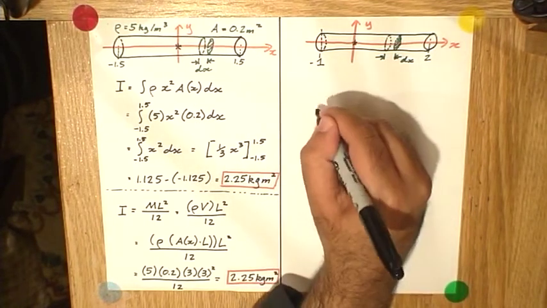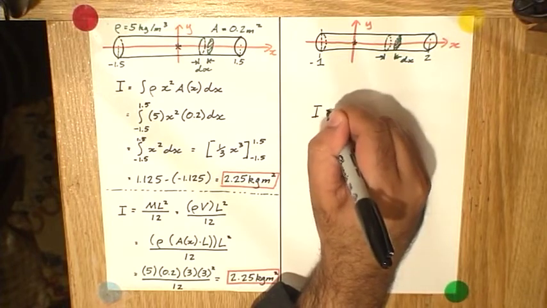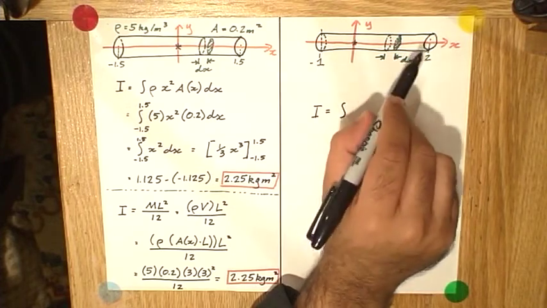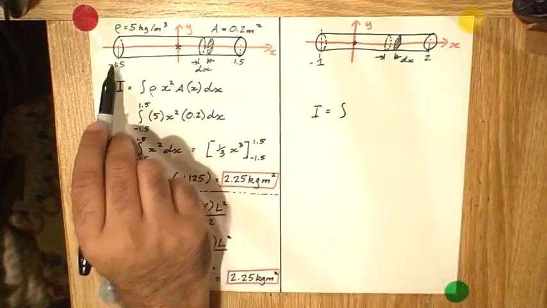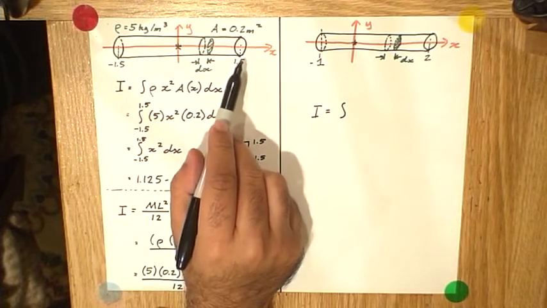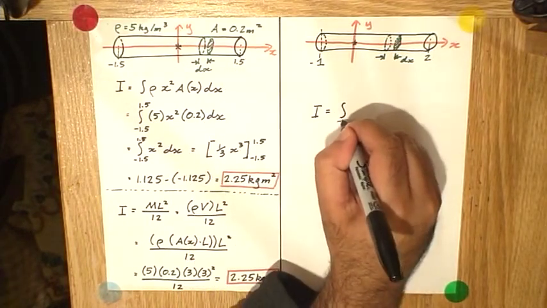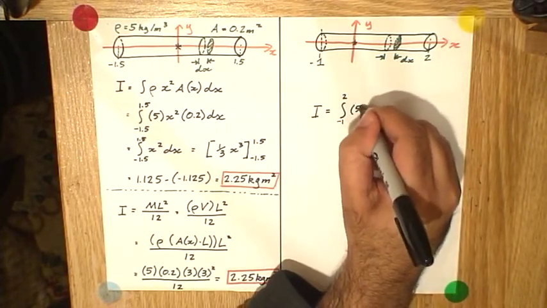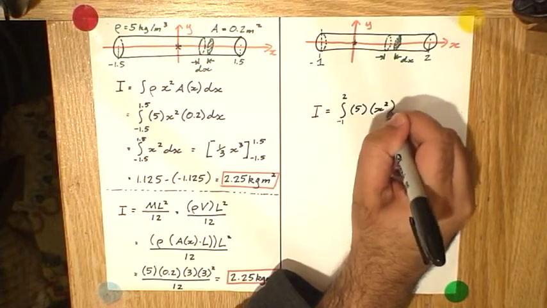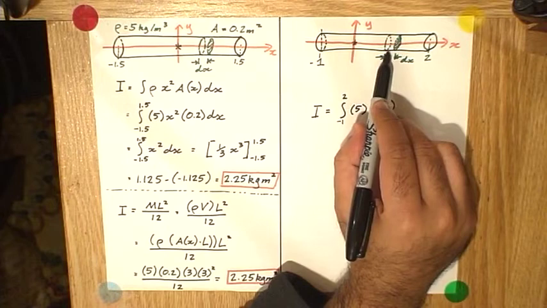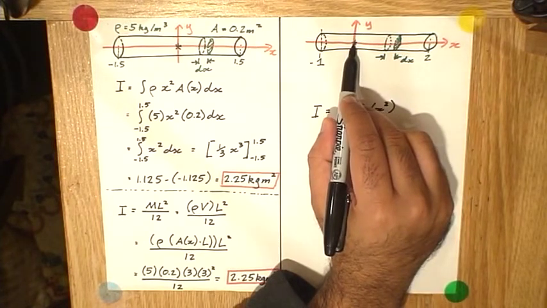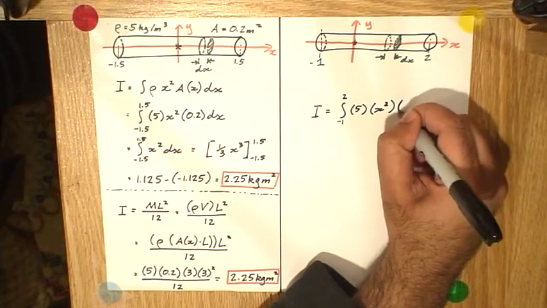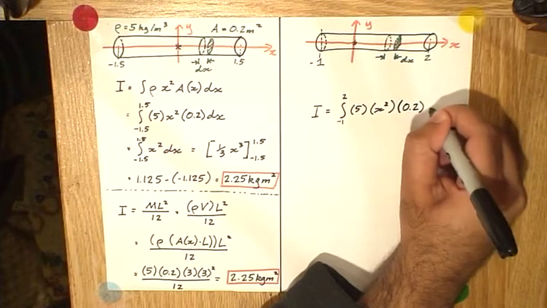It's exactly the same equation. I is equal to the integral of, the big thing which has changed is the endpoints, the limits of integration. Here we were stretching from negative 1.5 to positive 1.5. This time it's going to stretch from negative 1 to positive 2. The density is still 5. The x squared is still x squared because we're still measuring the distance from this infinitesimal slice to the center of rotation, but that's just the x-coordinate of the infinitesimal slice, multiplied by the cross-section area, which is 0.2 dx.